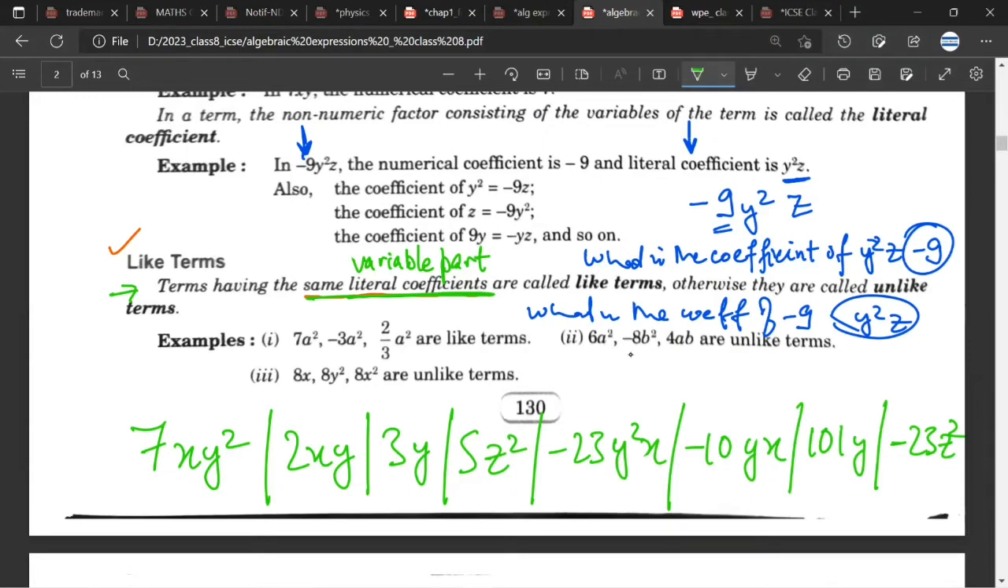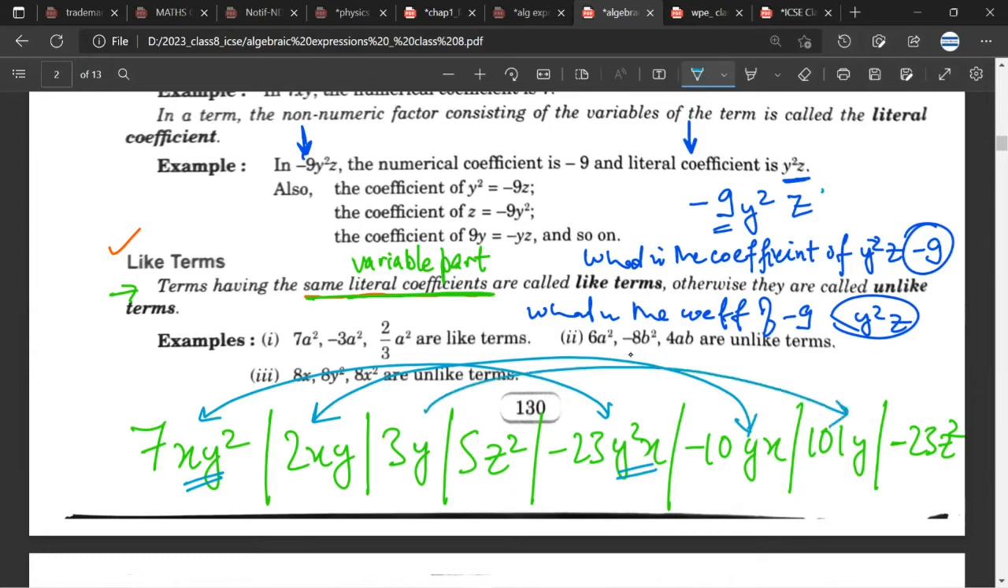So if I have to select the like terms, 7xy square and this xy square x, they are the same. Any doubt about this? So these two are like terms. Similarly, 2xy and minus 10yx are like terms. 3y and 101y are like terms, and 5z square and minus 23z square are like terms.